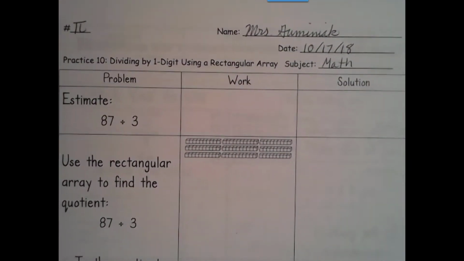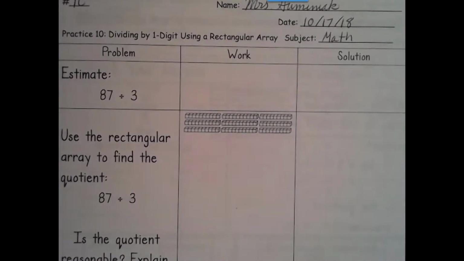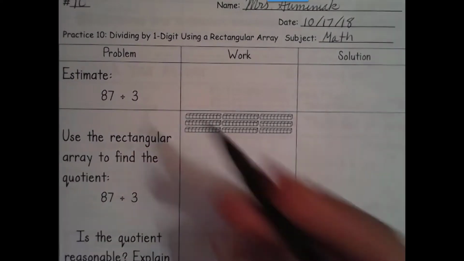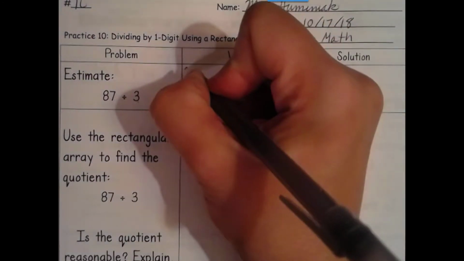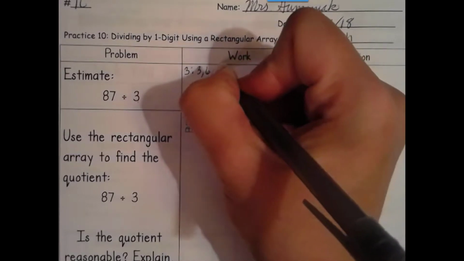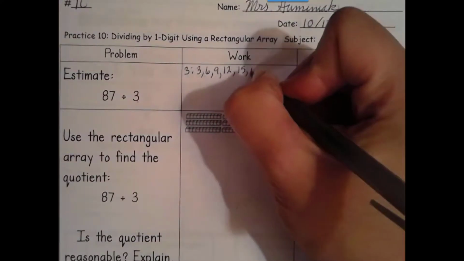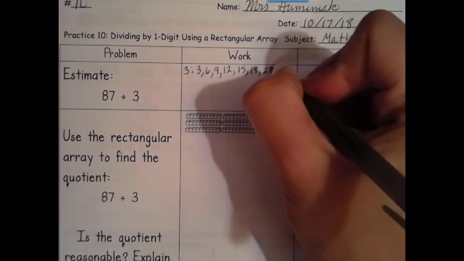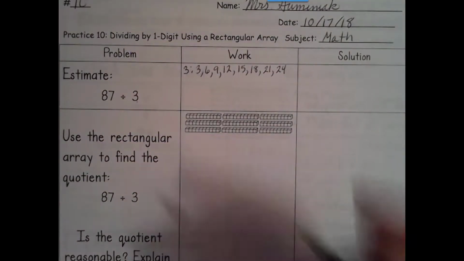Okay, so we're doing more practice with our rectangular arrays and also with estimating, because estimating for division is different. We need to find a compatible number, and we have to do that by finding our multiples of our divisor. So let's start with that. So we have 3, 6, 9, 12, 15, 18, 21, 24. That should be enough for now.